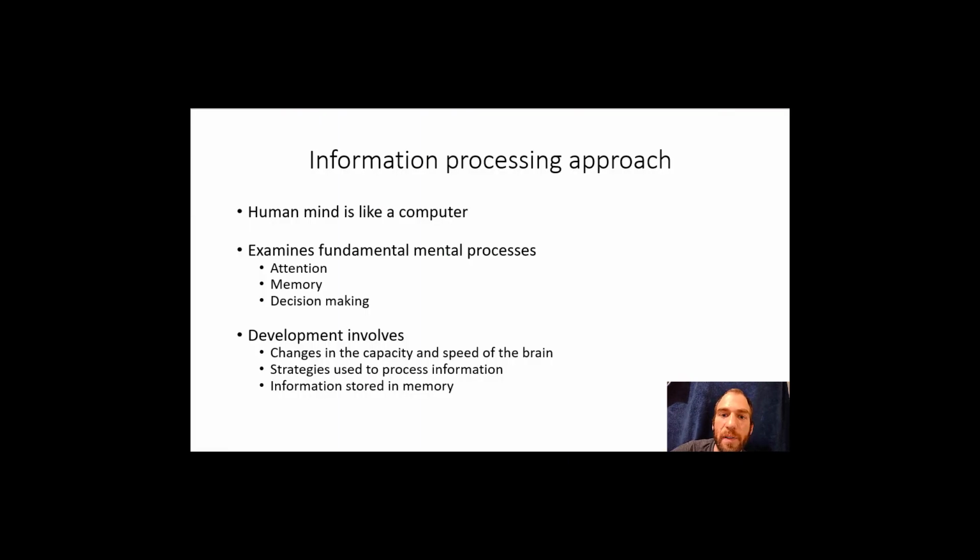Next, an information processing approach. So the idea is the human mind is a computer and examines fundamental mental processes. So attention, memory, decision making. A computer kind of approach, information processing approach. And development involves changes in the capacity and speed of the brain, strategy used to process information, and information stored in the brain in memory. So this is, again, a pretty straightforward information processing approach to development.